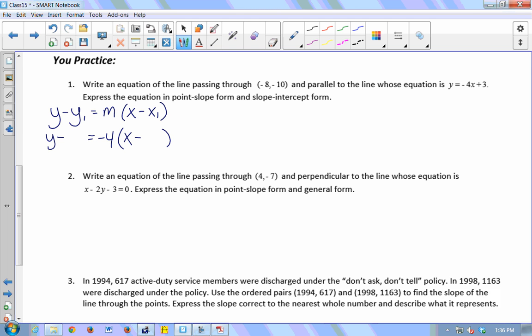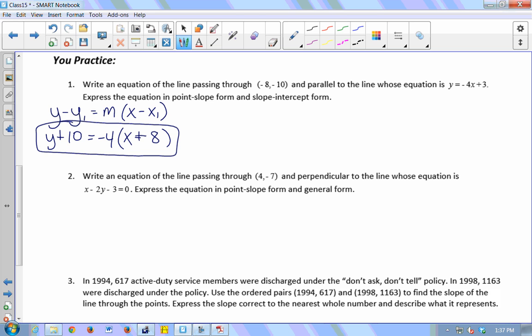Okay, and then I just plug in for x1, -8. So instead of writing minus a negative, I'm going to change that to a plus. And same thing over here. For y1, I'm going to put in -10, which becomes plus 10. So there's my point slope form.